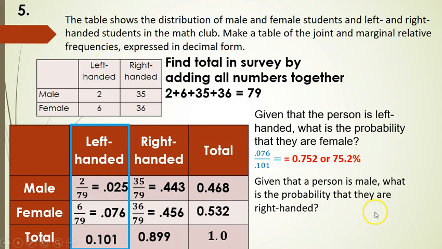Then it says, given that a person is male, again, what are we talking about? All our males, total males. That's going to be that number right there, okay, that's going to be our denominator. How many of those are right-handed? The 0.443. So once again, we're going to divide 0.443 by 0.468, and that gives us 94.7%.